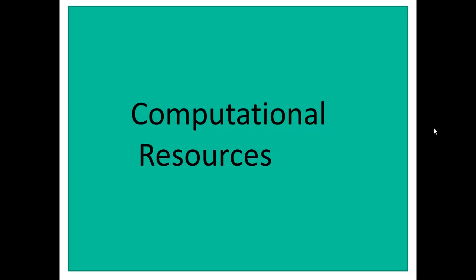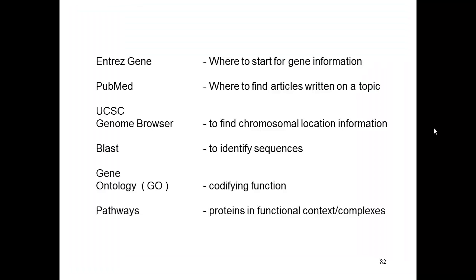The next topic covered was a survey of computational resources available online. We looked at each of these listed here: EntrezGene for gathering gene information, PubMed for the medical literature, the Genome Browser to get chromosomal location and gene context. We have a lot of experience with BLAST to identify unknown sequences, gene ontology, a controlled description of protein function, and pathway analysis to identify gene function in the context of other proteins and complexes.